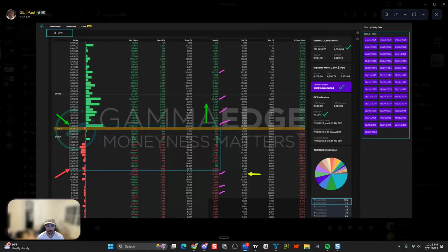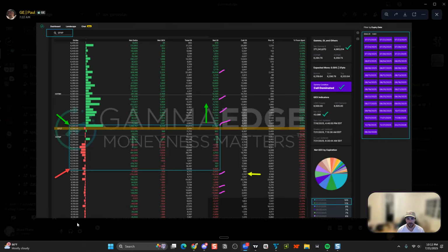Looking at SPXP Full Complex real quick, the thing I want to point out here is, call dominated above and below spot price, key level in the complex 6,300. That's our key transition zone, above 6,300, constructive to the upside.